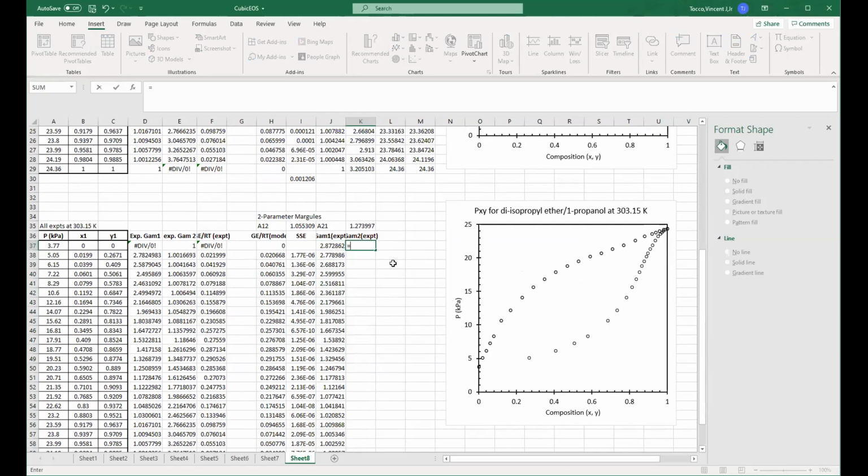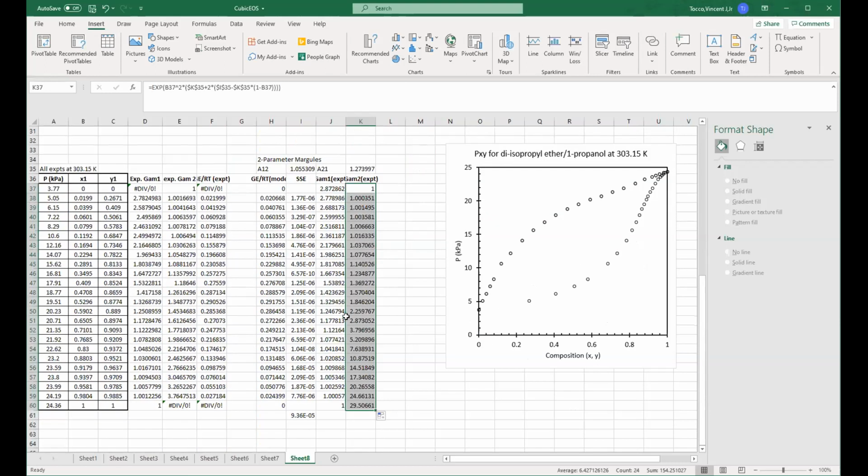Gamma 2 is going to be exponent of x1 squared times quantity of A21 plus 2 times A12 minus A21 times x2. Okay, maybe it wasn't so bad. 1 minus x1. Close, close. Use the color codings to see that my parentheses are all closing. All right, a 1 there is always a good sign.